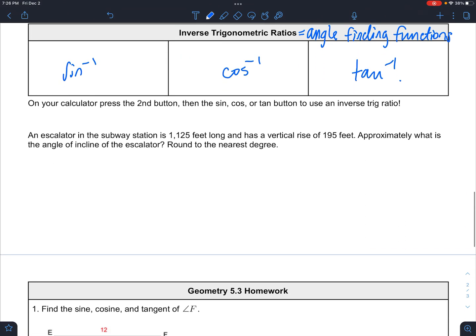Let's try this last question together. So we have an escalator in a subway, not an elevator, an escalator, which is basically a moving staircase. And we have that the length of that is over 1,000 feet long, and at the end of it, you're 195 feet up. So we kind of have this ramp forming. It's a right triangle. It wants to know what this angle of incline is, which we'll call x.